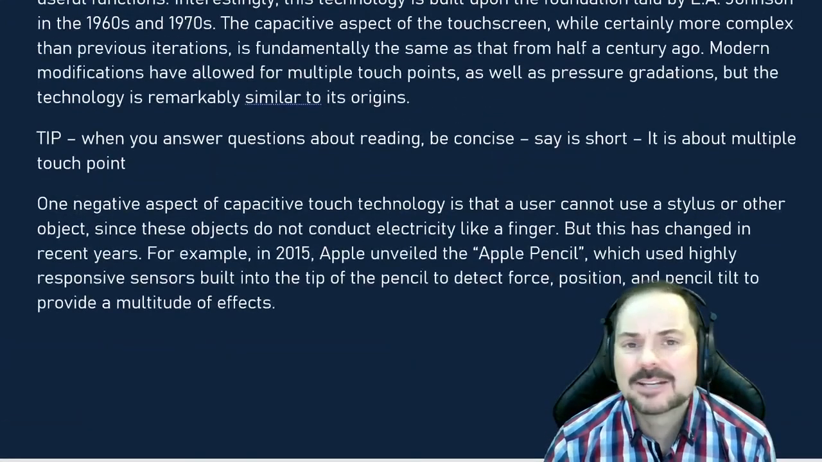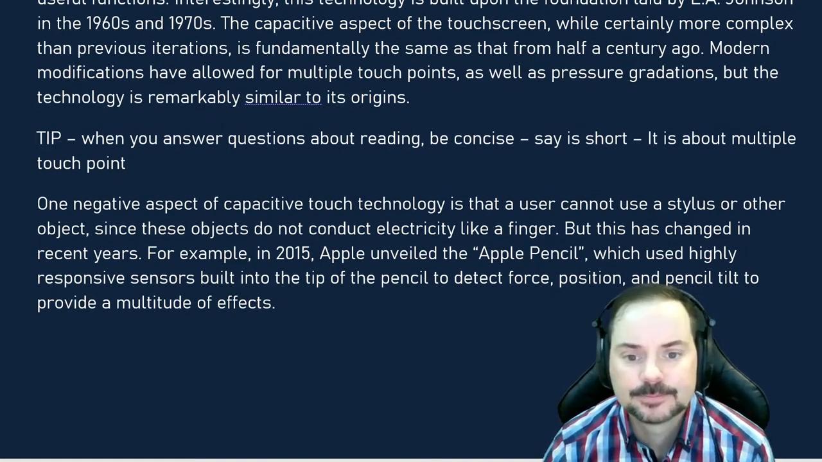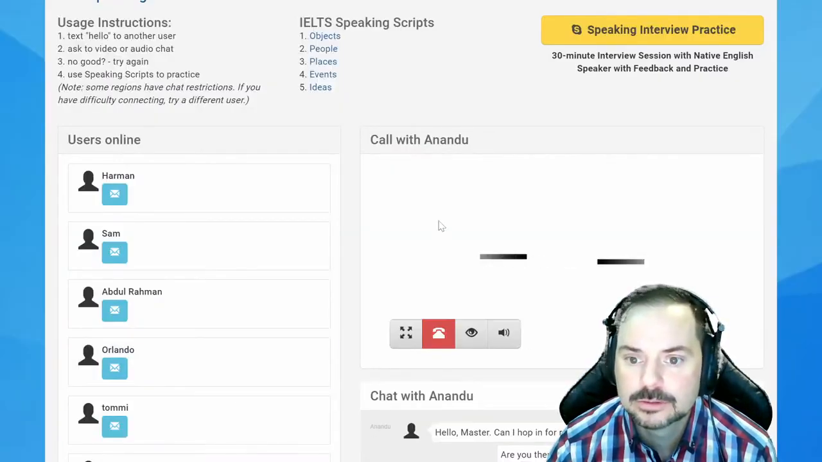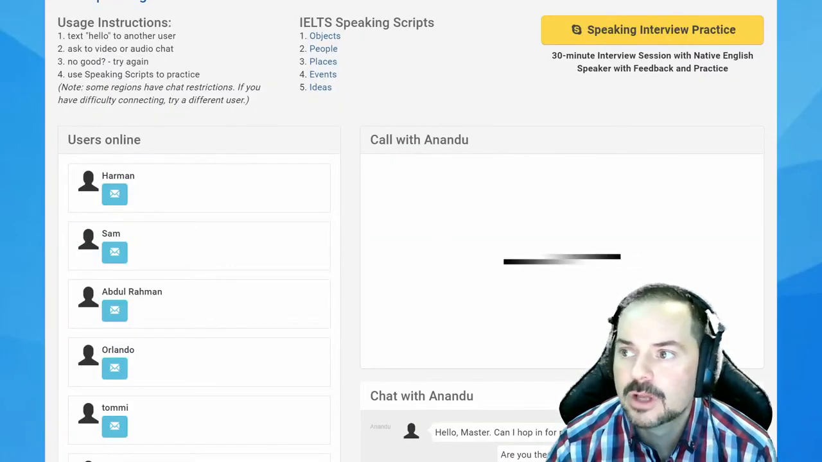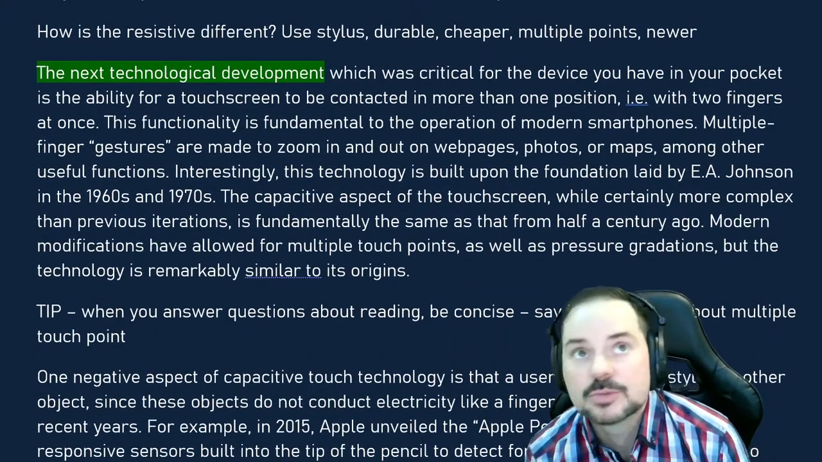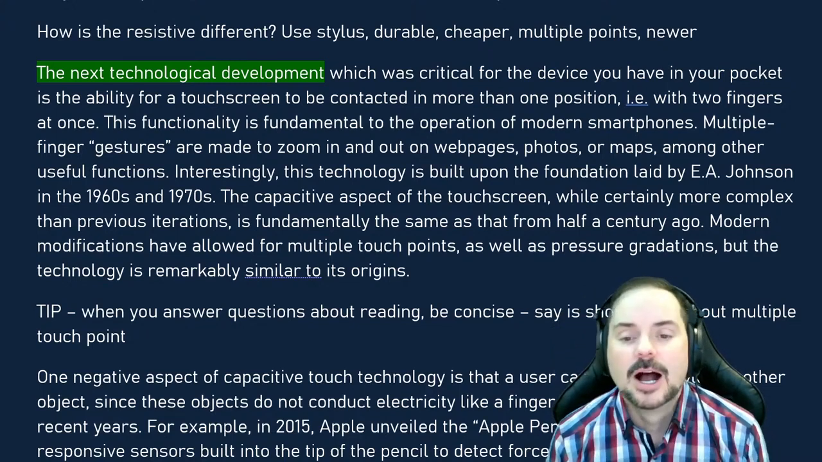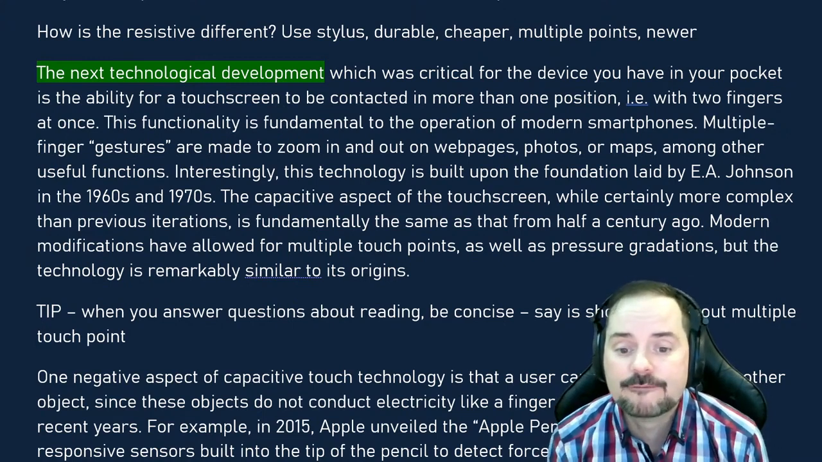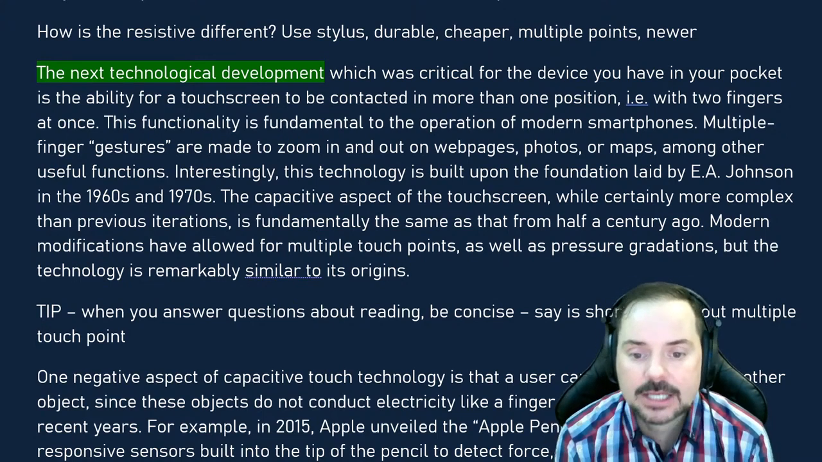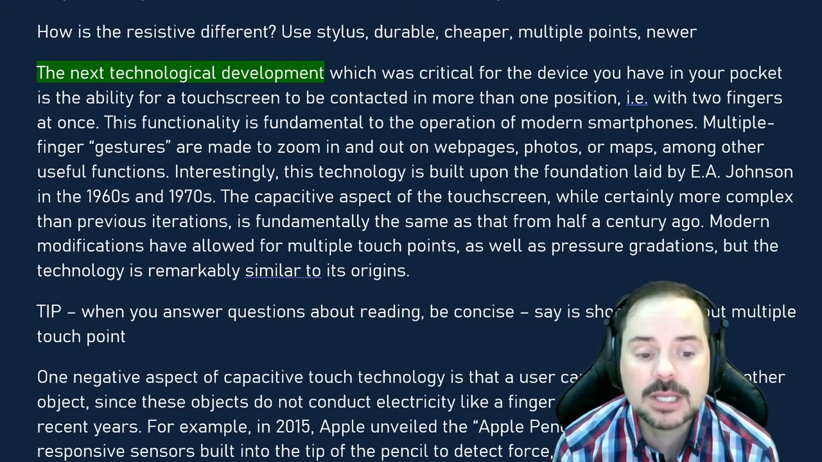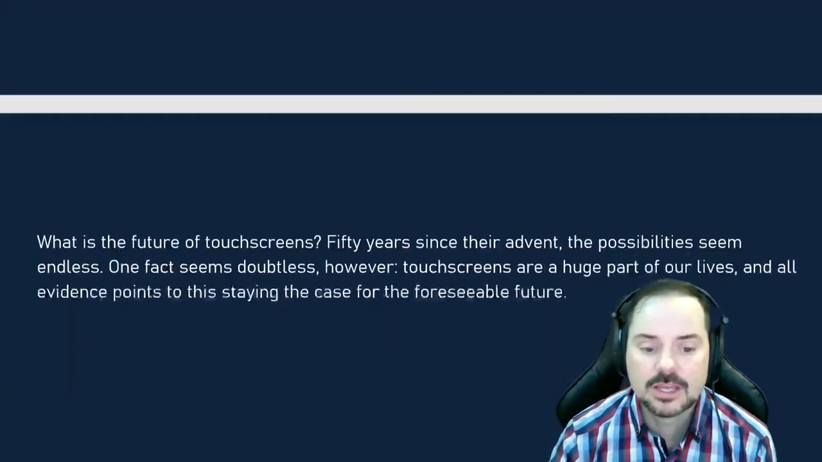Okay, and why is it important? Why do we need multiple touch points? Do I still have you with me, Anandu? Oh, I might have lost Anandu. I can see that he's still linked in, but maybe he's switching between websites. Anyway, the answer to that question is so that we can have more functions. Anandu, if you come back, let me know. But the point I want to emphasize is that you need to be concise.